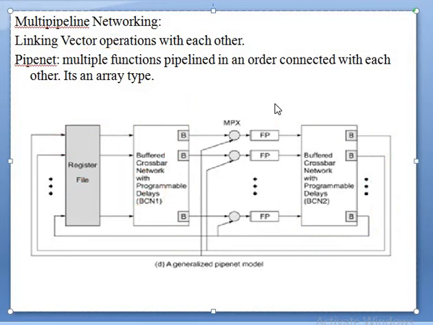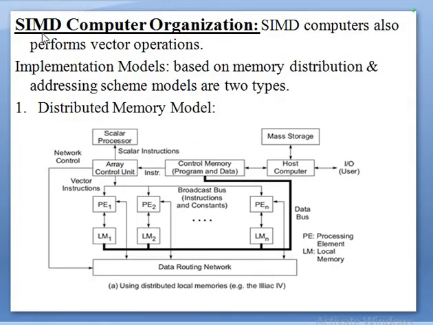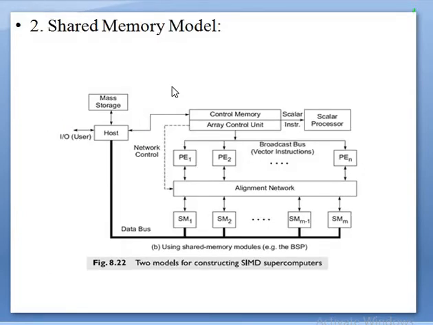Okay, now the next one, the last part of this chapter, SIMD computer organization. Not only the pipeline computer or mini mainframes or mini supercomputer, the SIMD computer will also perform vector operations. So how is it done? It is done through two models. One is the distributed memory model and the other one is the shared memory model.